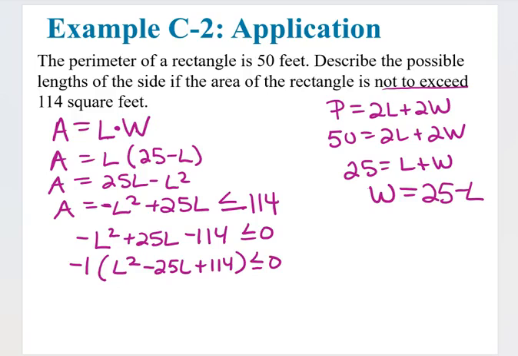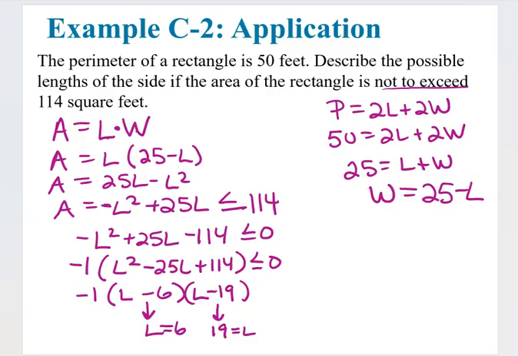So again, also a parabola, also opening down because the leading coefficient's negative. So once I find my boundary points, I'm going to know immediately what part is positive and which part is negative. All right, so first I'm going to check to see if I can factor that trinomial, which I can. Lovely. Factors of 114 that add up to negative 25 are negative 6 and negative 19. So that means I'm going to have a boundary point at 6, and I'm going to have a boundary point at 19.